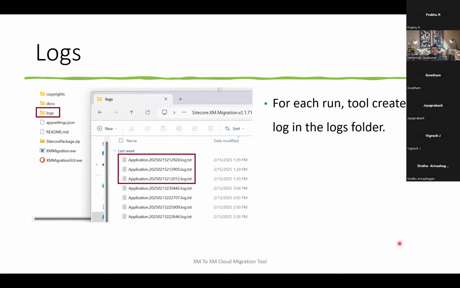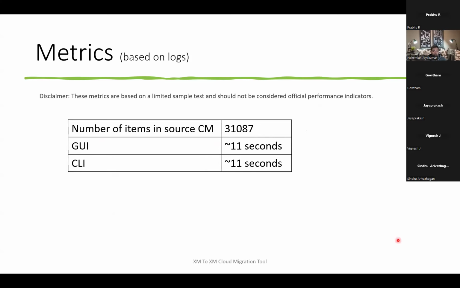Coming to the metrics, I just want to talk about a disclaimer first. This is not official performance metrics. This is purely from my experience using this particular tool in one of the instances. There is no official information on how much time it takes. But based on my logs and my scenario, I triggered a migration of 31,000 items from my source system, a simple Sitecore local instance, to XM Cloud. It took around 11 seconds.